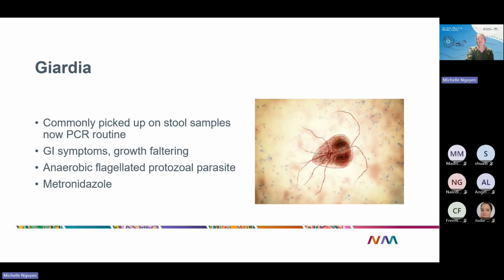So the first one is that common parasite Giardia, and I'm sure you've all seen this. Obviously, we have it in Australia as well. But it is being picked up quite commonly in our clients because I think the newer PCR testing is very sensitive. So often when we do send off stool samples, we do pick up Giardia, and it can cause GI symptoms and growth faltering, obviously, in children. And so when we pick it up, I usually find that people have had some sort of symptoms, and so we do usually treat it with metronidazole.